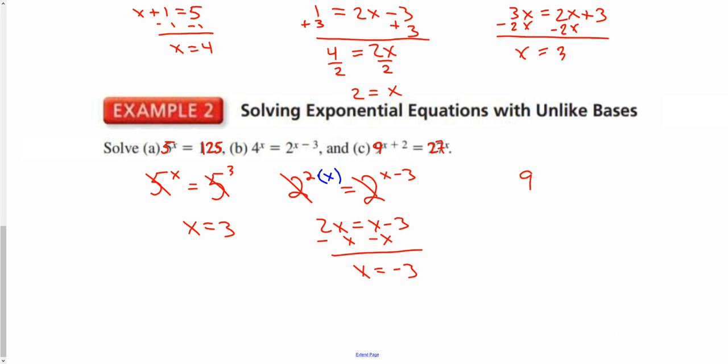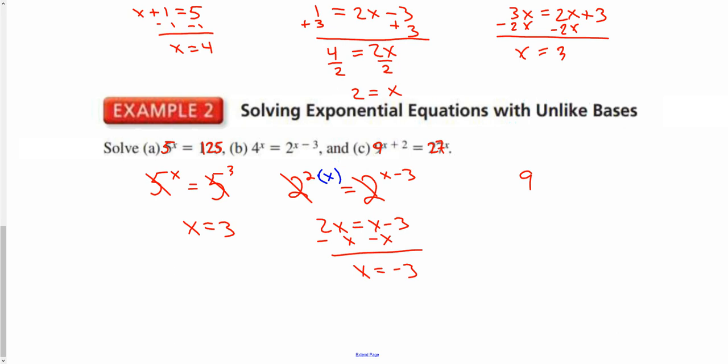No. So 9 to the 1 is 9. 9 to the 2 is already 81 though, so it doesn't work. So what about 3? Yeah, it is going to be 3. So I'm trying to go over strategy right now with you. The strategy is change the big one, right?